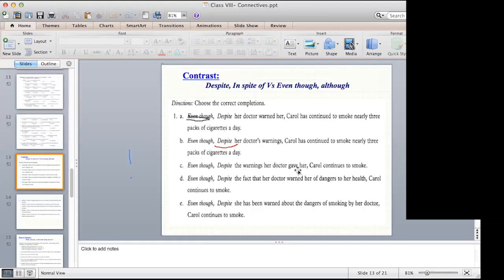But why do we have a verb here, gave? What does this verb mean? So this is what I want you to understand, because we studied this, if you remember. Her doctor gave her is just an adjective clause that modifies the word.